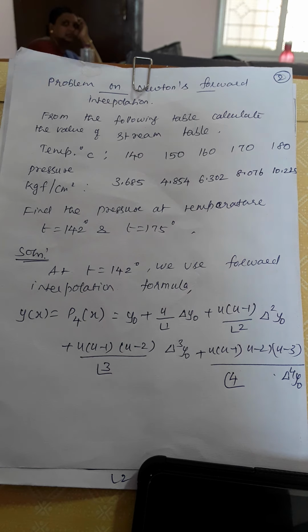For this, first we consider t equal to 142 degrees. We use the forward interpolation formula. The formula is y of x equal to p4 of x, which is equal to y0 plus u divided by 1 factorial del y0 plus u into u minus 1 divided by 2 factorial into del square y0 plus u into u minus 1 into u minus 2 divided by 3 factorial into del cube of y0 plus etc.